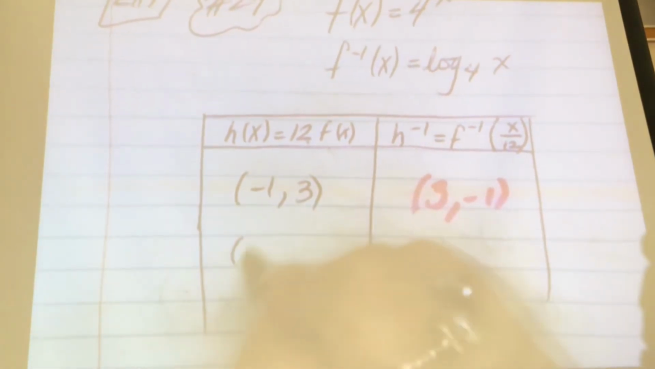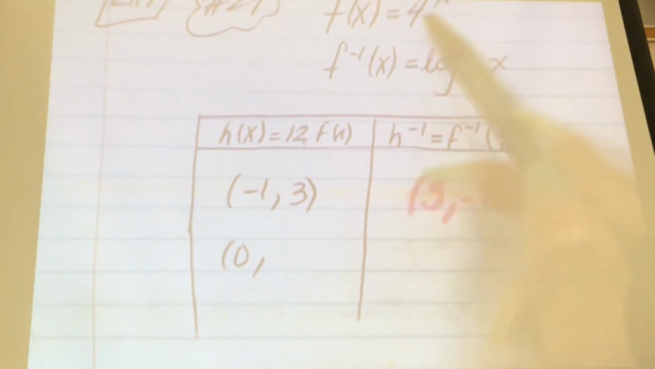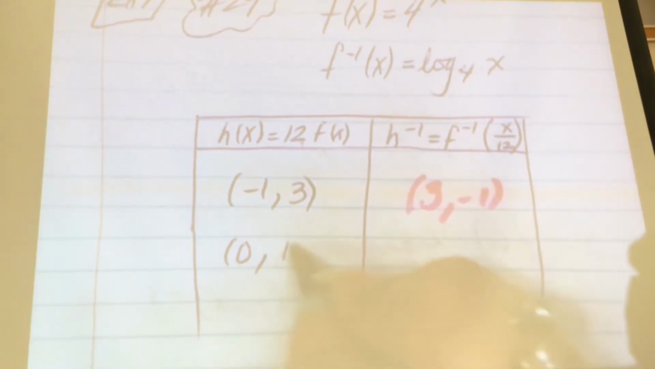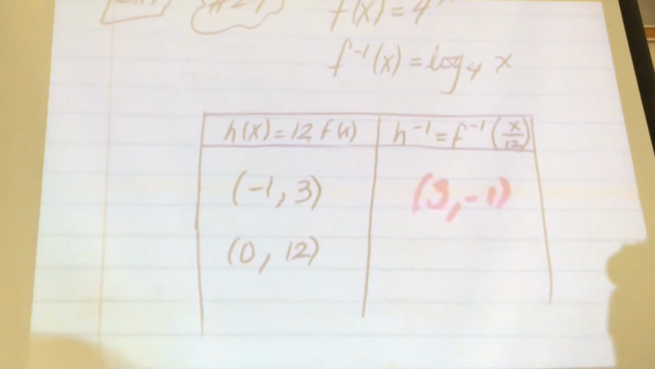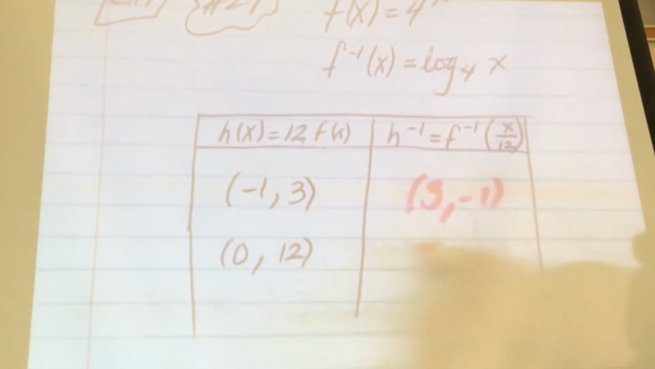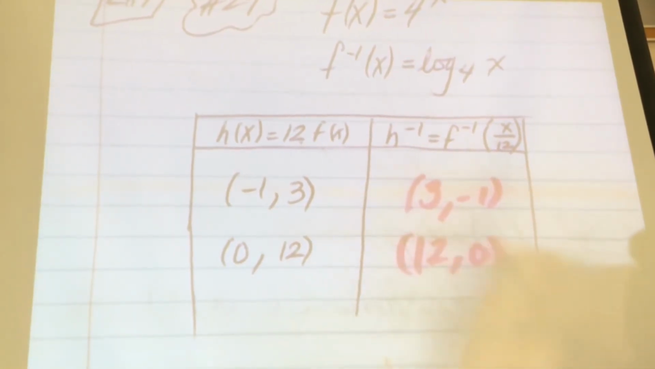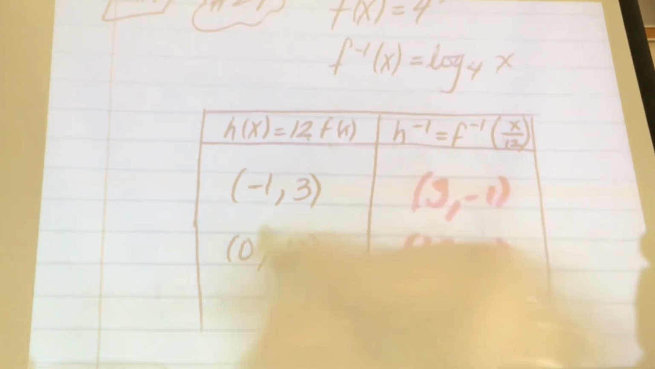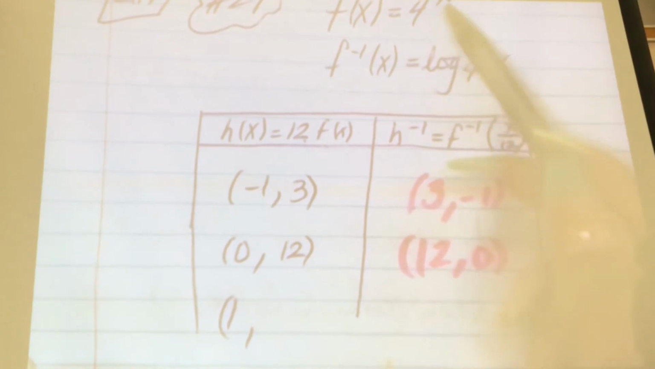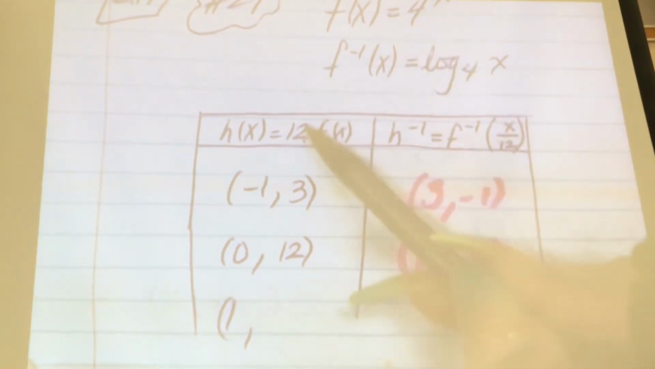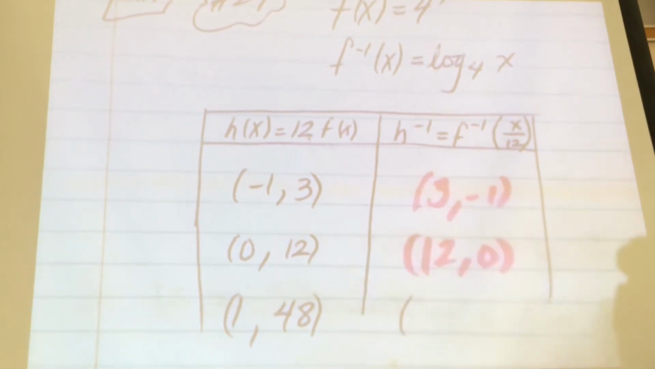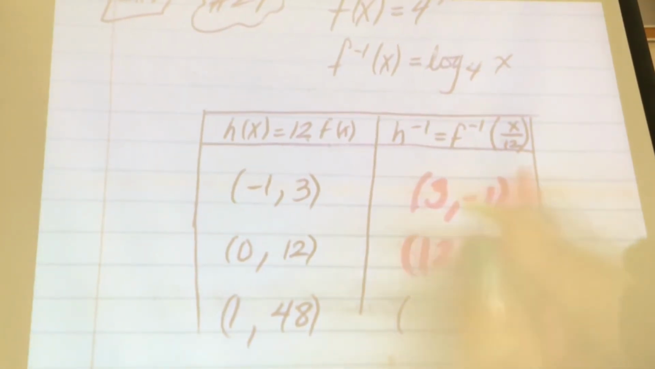What happens if I plug in 0 here? What's 4 to the 0? 1. What's 1 times 12? 12. So the inverse is going to be what? 12, 0. And if I plug in 1, what's 4 to the 1? 4. 4 times 12? 48. So its inverse is going to be 48, 1.